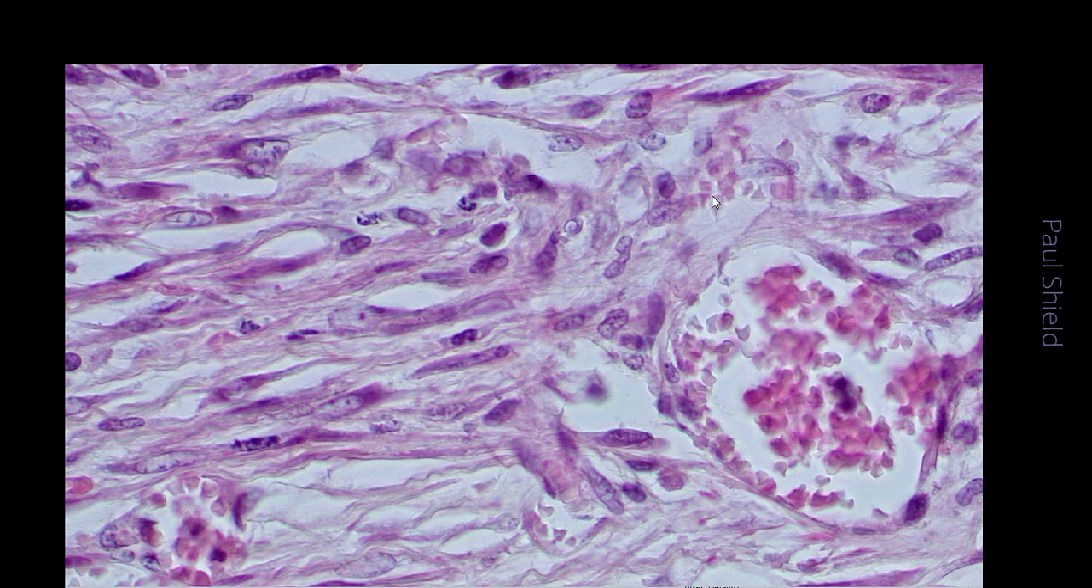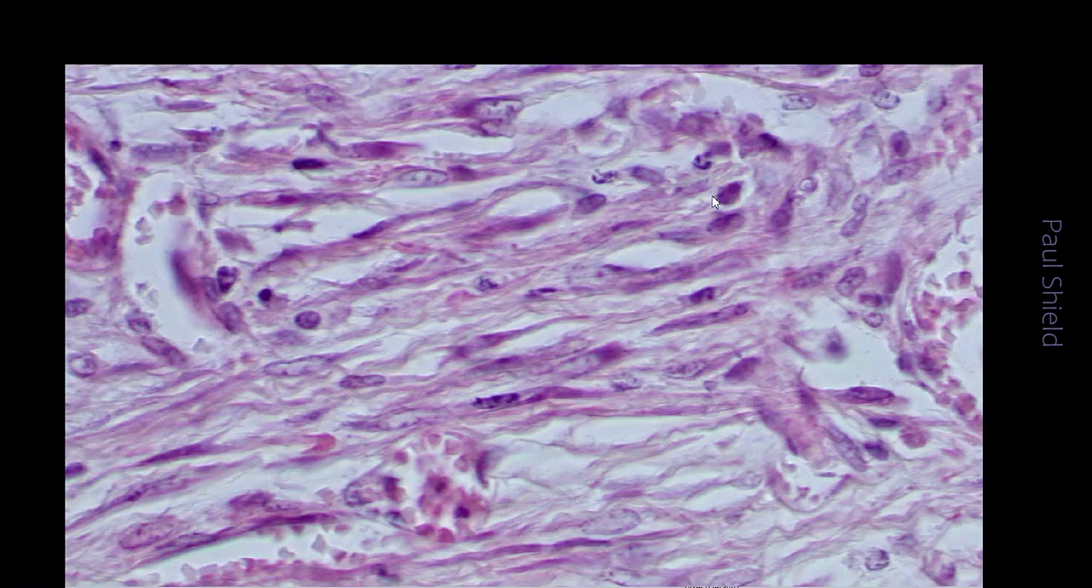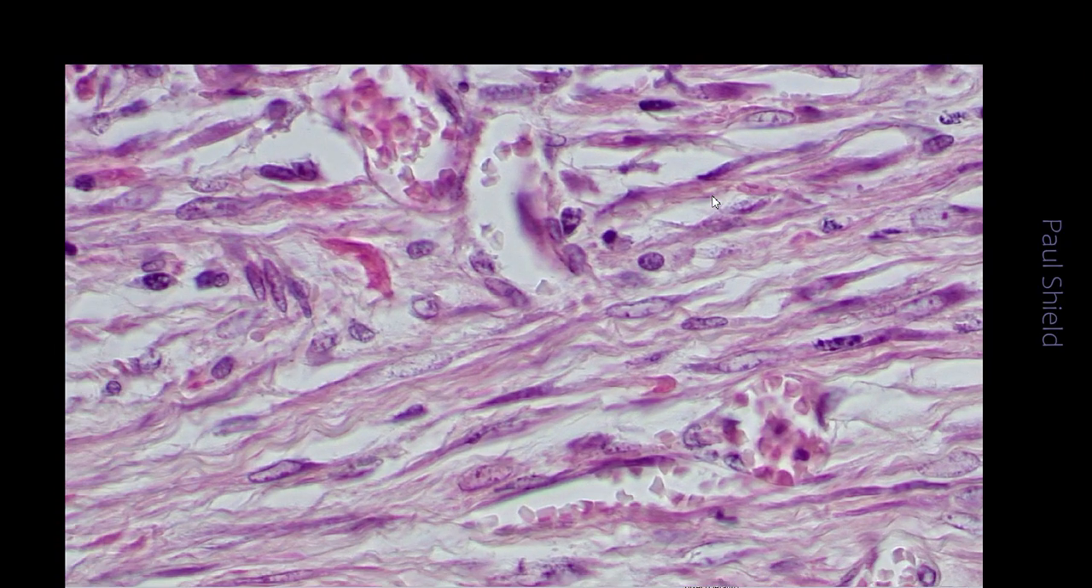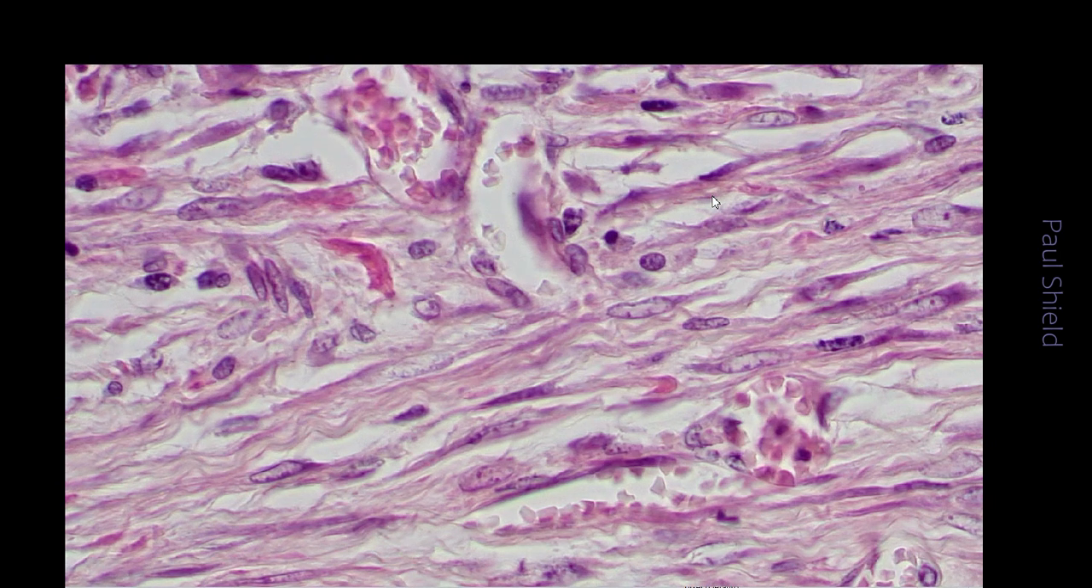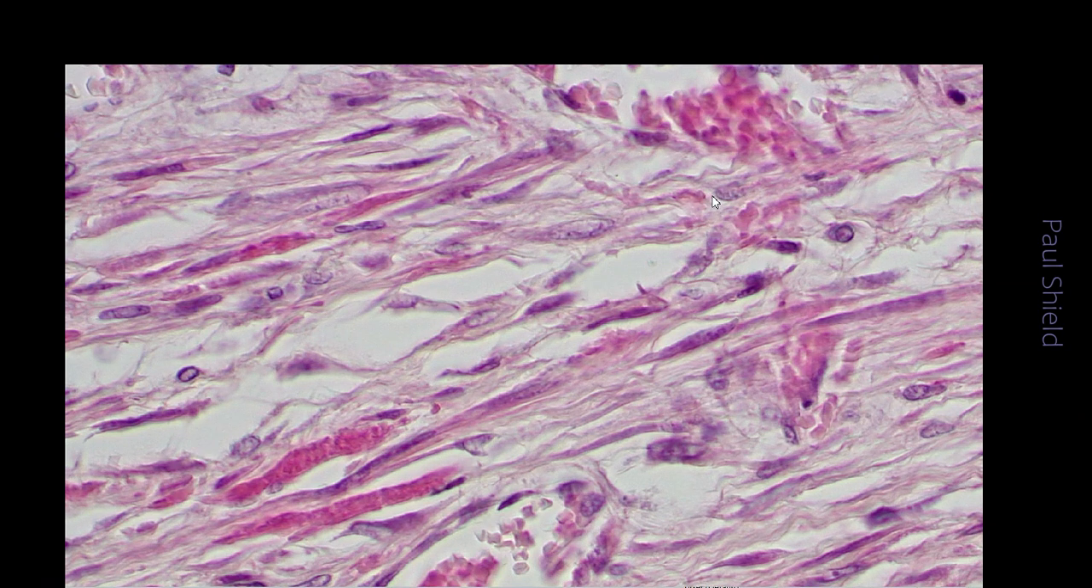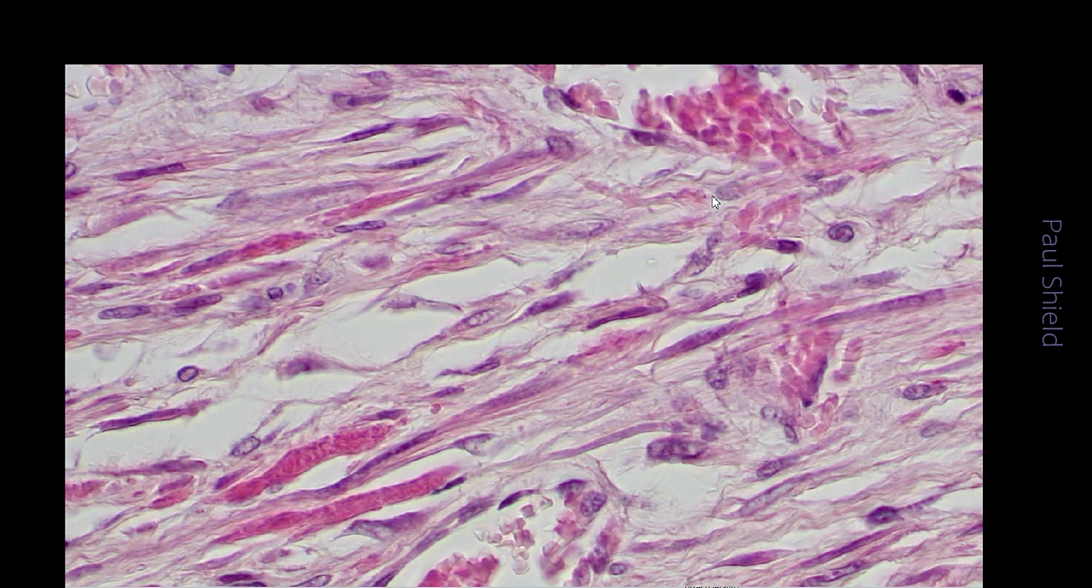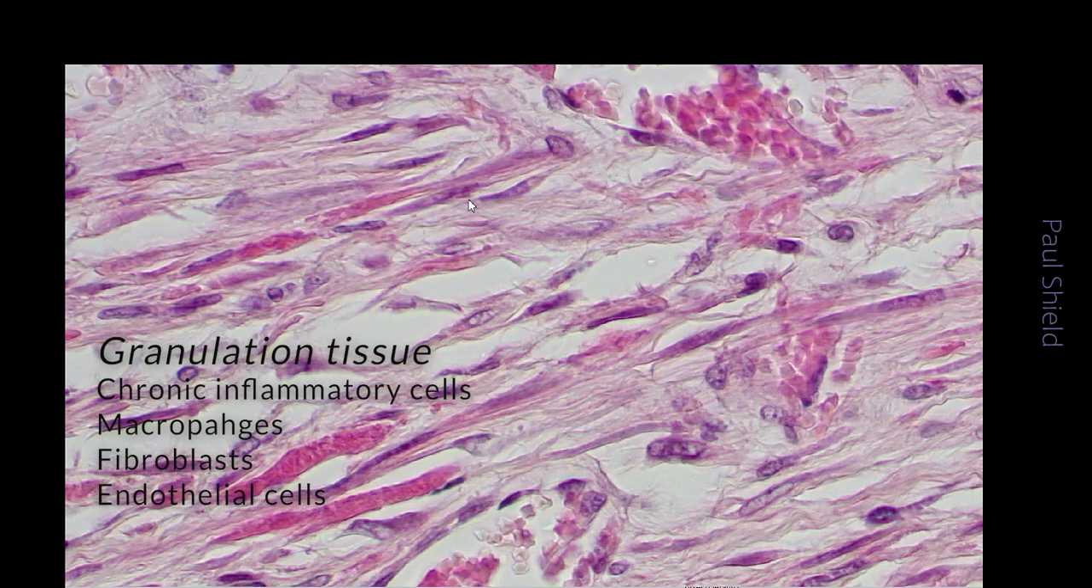Just high power showing the elongate nuclei of the fibroblasts. These are bipolar cells which have that very spindly sort of cigar-shaped nucleus. And you can also see lots of vessels full of red blood cells around the place as we move around here too. So these guys will lay down the scar tissue and move out of the area.